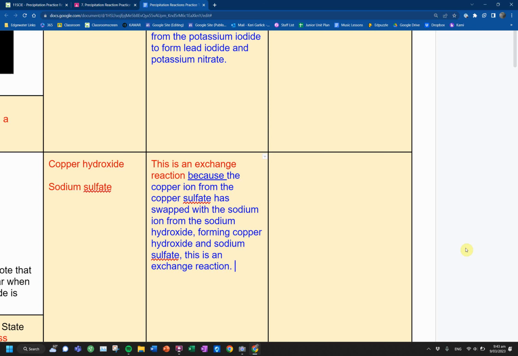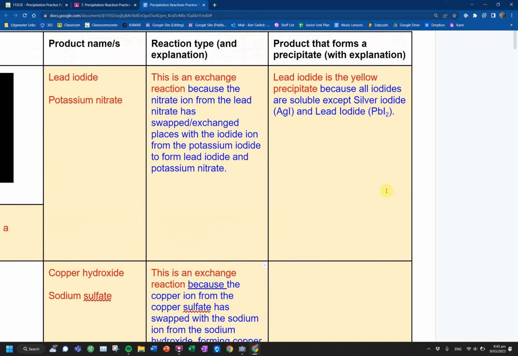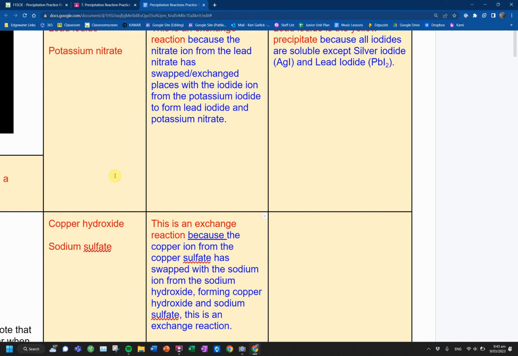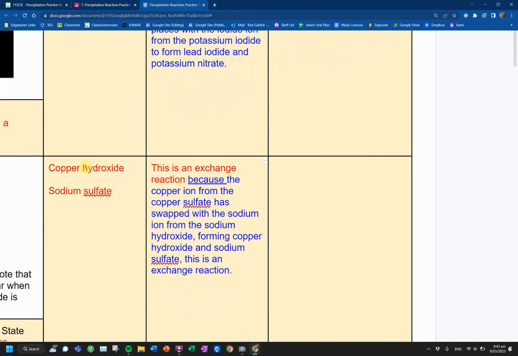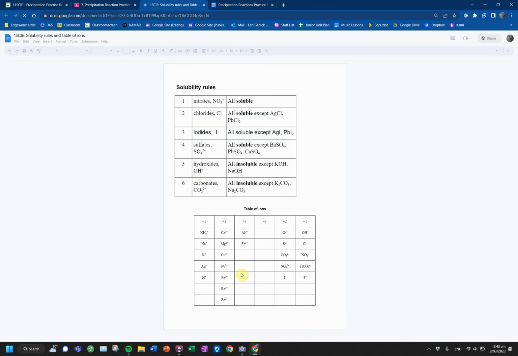All right. We good? Okay. Next thing for the merit, for my achieved, is I need to figure out the precipitate that is formed. For the achieved, we just need to figure out what it is. For the merit, we need to explain why. So, we had two possible products here. I'm going to look at my solubility rules to figure out which of those two products is my precipitate.